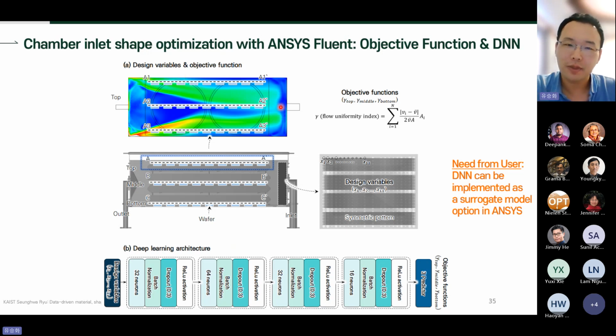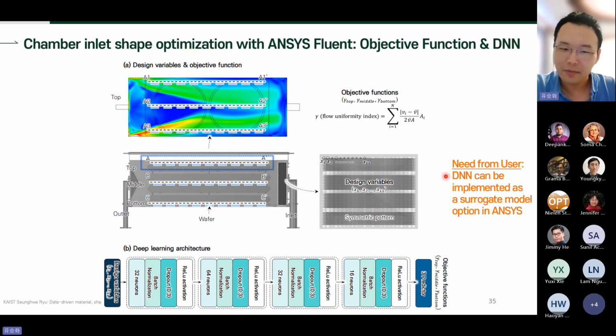So we defined the objective function as flow uniformity, and we constructed a deep learning model to predict flow non-uniformity as a function of the size of the hole in the inlet side. What I found as a user is that Ansys has an integrated parametric search, but it would be even better if we could utilize deep learning as a surrogate model in Ansys. I found that there is a plugin called OptiSLang, but I never used it. This is one suggestion that I can make.